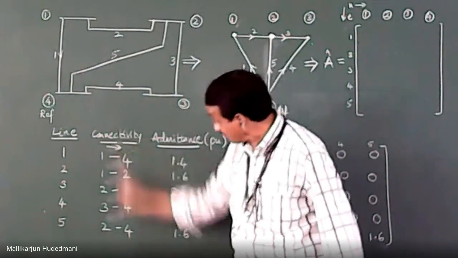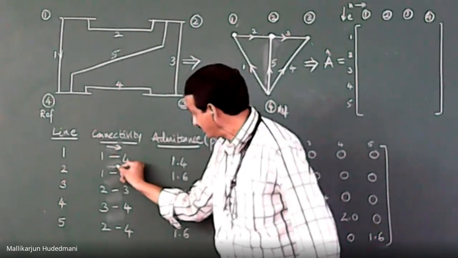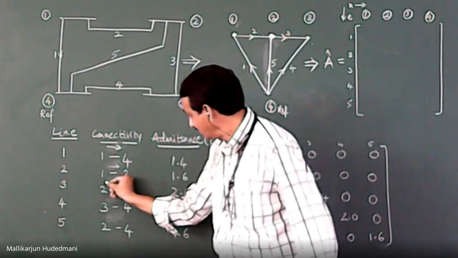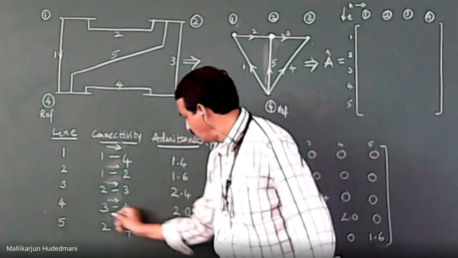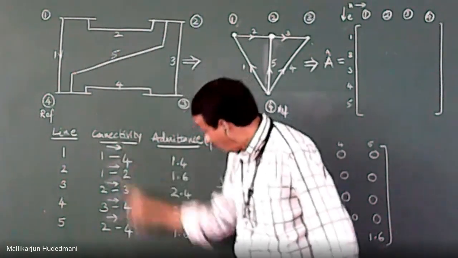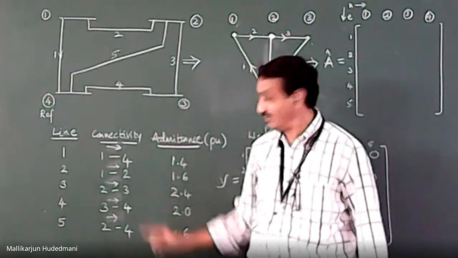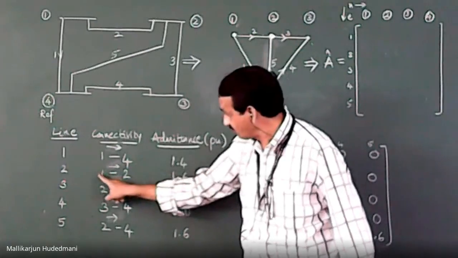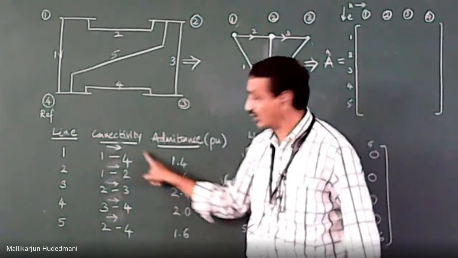And you should follow the sequence: 1 to 2, from 2 again you mark this way, and 2 to 3 this way, 3 to 4 this way, and 2 to 4 this way. The whole work you have to follow with a simple, single type of orientation, means from bus to bus, from bus to bus, from bus to bus. You can follow this way.